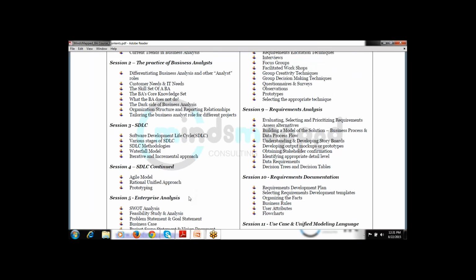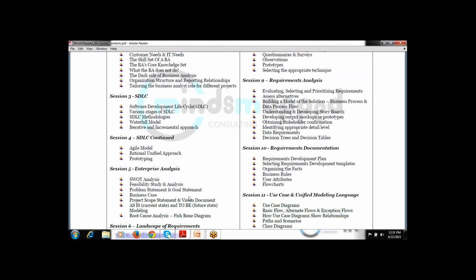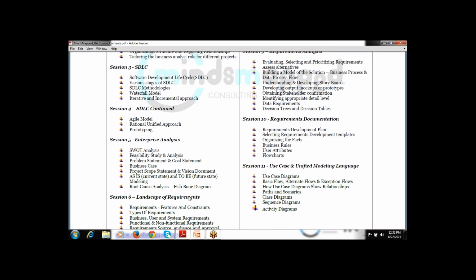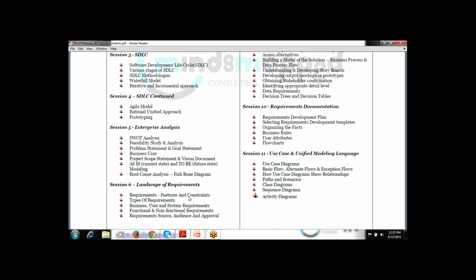And then requirement analysis. This would be the most important part, where it would answer most of your questions as to how you do the data process flows, the use cases, prototypes, and things like that, decision trees. These are the kind of things that we'd be working on. And then the documentation part, right? How do you actually document the requirements, the development plan, how do you write the business requirement documents, and how can you organize the facts, what could be a business rule or a flow chart and things like that.